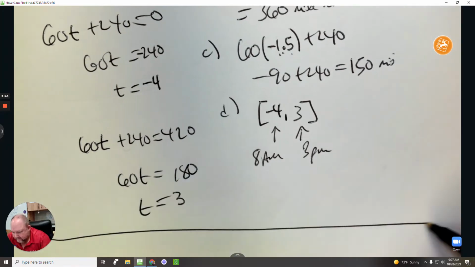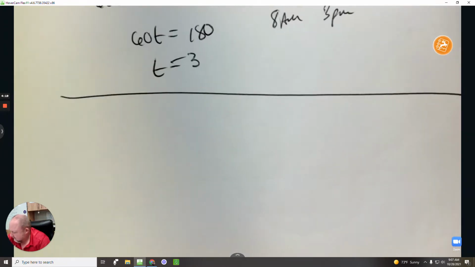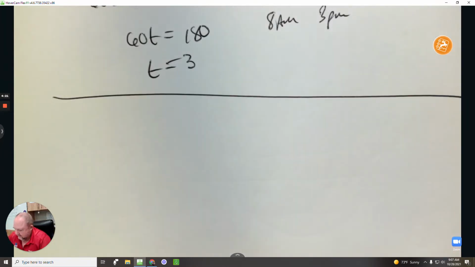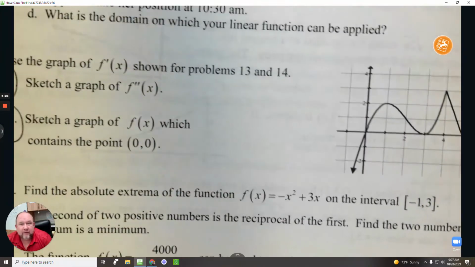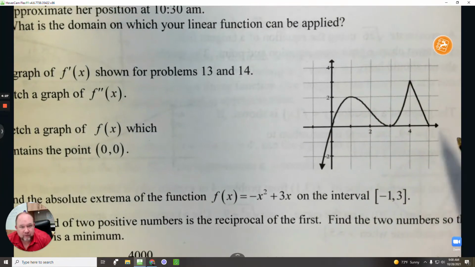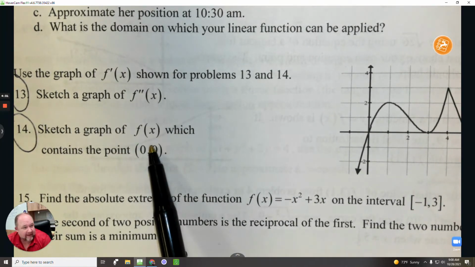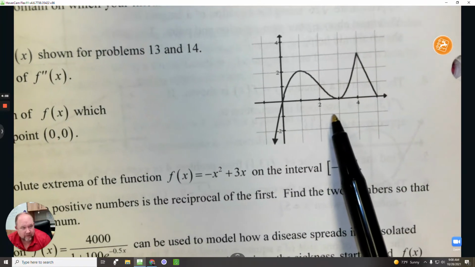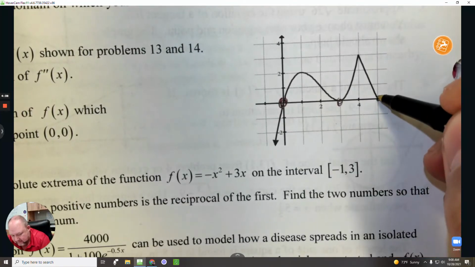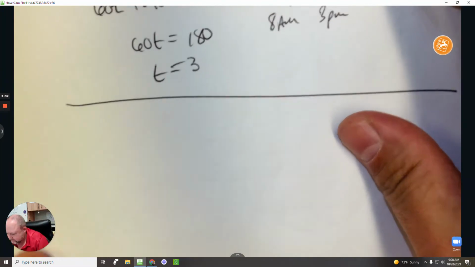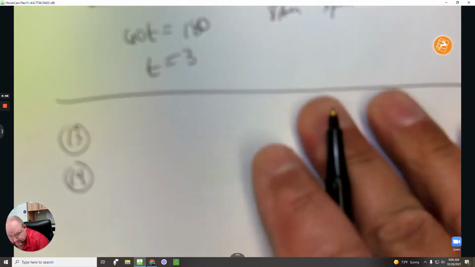Number 13. All right. Here are some review questions. In number 13, it says, use the graph of the derivative to sketch a graph of both the second derivative and the function with a starting point. So let's look here. What am I looking for to begin with? Where are the x-intercepts? Let's do that. I'm going to do 13 and 14 together.